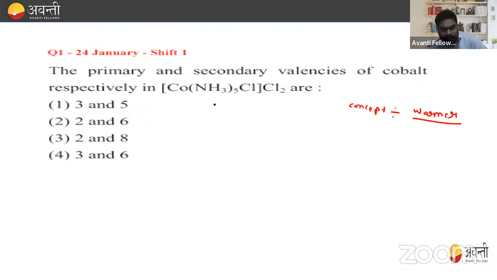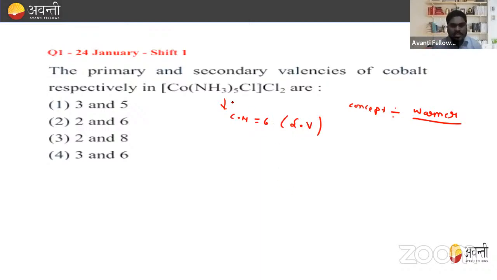So out of these, just try to identify the coordination number of these complexes. Coordination number means the number of ligands directly attached to the central atom. So here there are 5 amine, that is NH3, and 1 chlorine. So the coordination number here is 6, and this is called secondary valency. Remember this: secondary valency is always equivalent to coordination number.